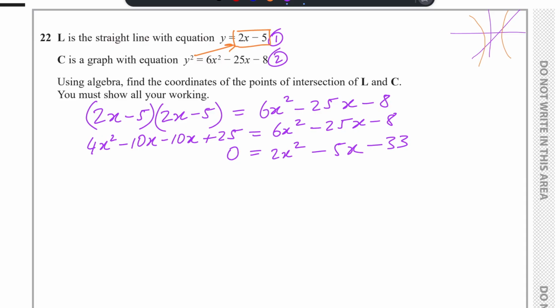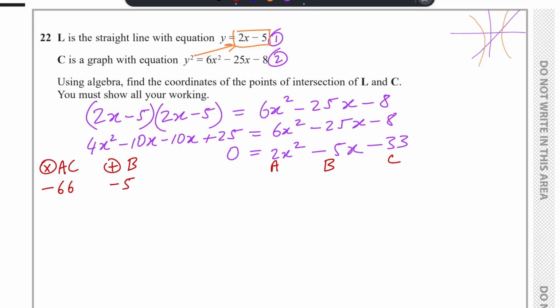So in order to factorize it, something has to multiply to AC and add to B. So, well, A is 2, B is negative 5, C is negative 33. So A times C, 2 times negative 33 is negative 66. And B is just negative 5. So what adds to negative 5 and multiplies to negative 66?